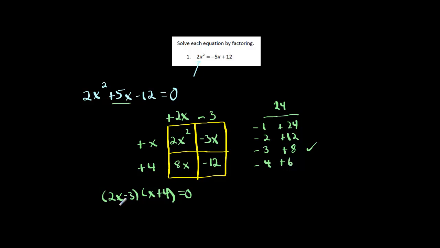So now what you want to do is take both of these and set them equal to 0. So 2x minus 3 equals 0, and x plus 4 equals 0. And then solve. You add 3, divide by 2, so that means x is 3 halves. This one you're just going to subtract 4, so x is negative 4. So let's write these in set notation. So write our answer up here in order from least to greatest, so negative 4 and 3 halves is your answer.